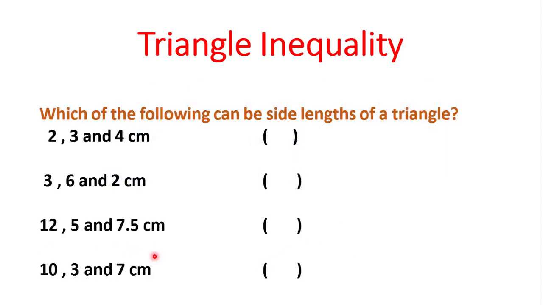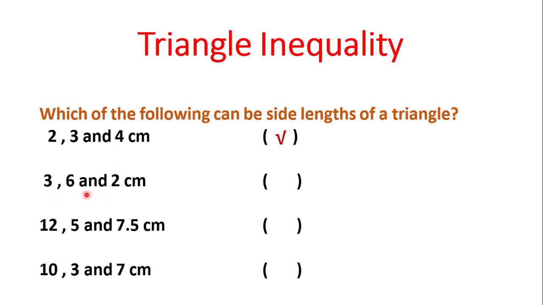Now we can determine if the length can be a length of triangle or not. Here we have three lengths, and you want to know which of the following can be a side of triangle. The first one, we have 2, 3, and 4. 2 plus 3 is 5. It's greater than 4. Okay. If you have 2 and 3, it means that the third side should be greater than 1 and less than 5, and 4 is greater than 1 and less than 5, so it can be a side of triangle.